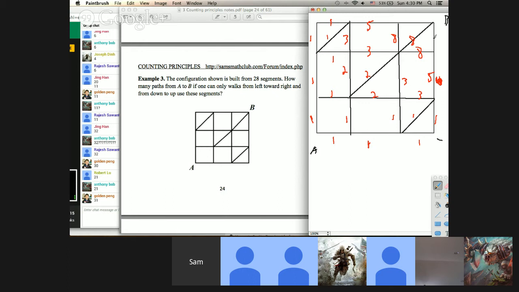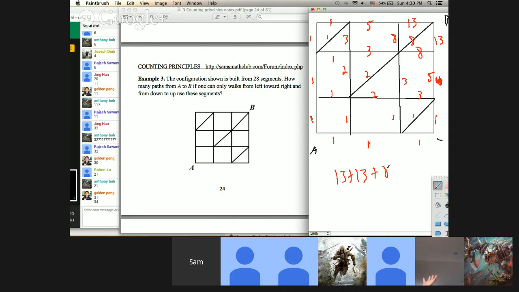8 and the 5 add right here, so that becomes 13. 8 and the 5 also add here, so that becomes 13. So your final answer should be 13 plus 13 plus 8, which actually equals 34, right? So as you can see, it's easy to make mistakes, but it's easy to catch your mistakes. And also, if you do it in a timely manner, it shouldn't take too long. And you just have to take it slow, make sure all your water pipes are the same, right? So the answer is 34.